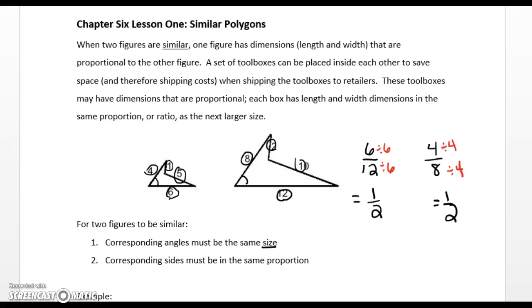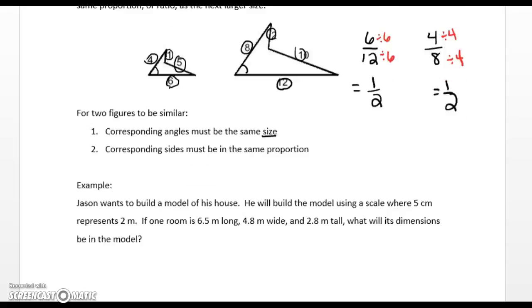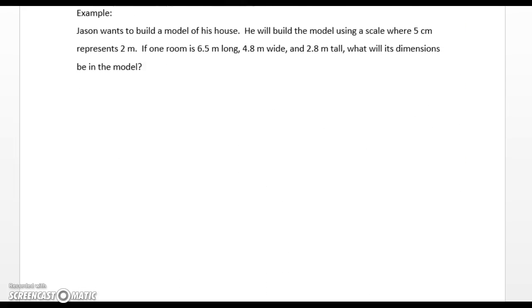So now we're going to try applying this to a word problem, which is example number 3 from your notes. Jason wants to build a model of his house. He will build the model using a scale where 5 centimeters represents 2 meters. If one room is 6.5 meters long, 4.8 meters wide, and 2.8 meters tall, what will its dimensions be in the model?